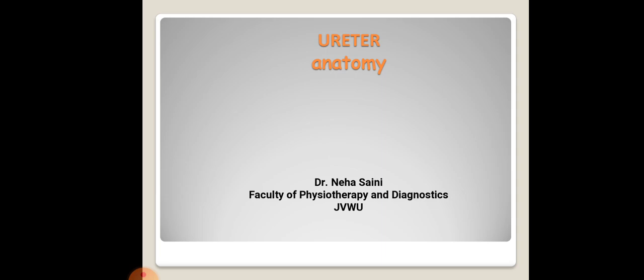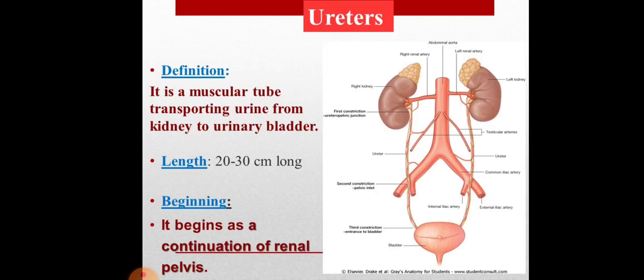Here I am going to tell you about the anatomy of the ureter. Ureters are the muscular tubes which transport urine from the kidney to the urinary bladder. The length is 20 to 30 centimeters. It begins as a continuation of the renal pelvis.